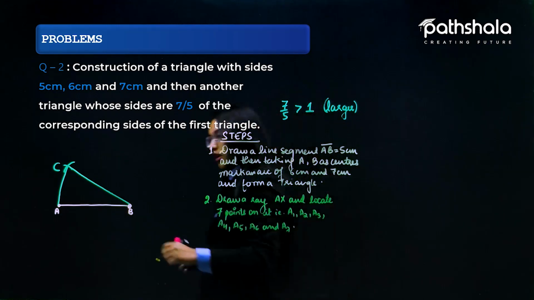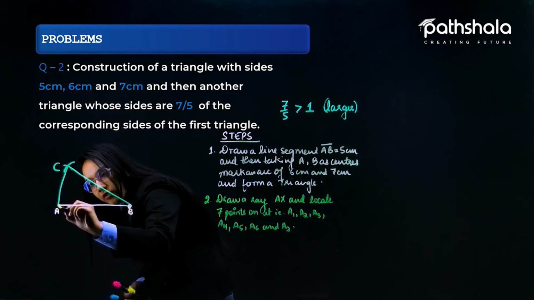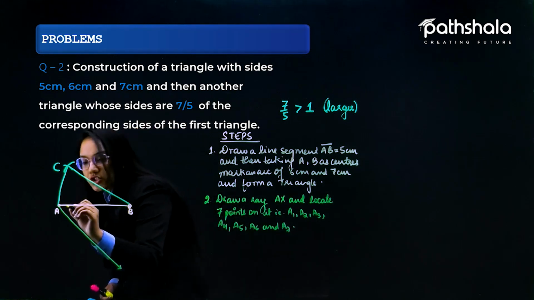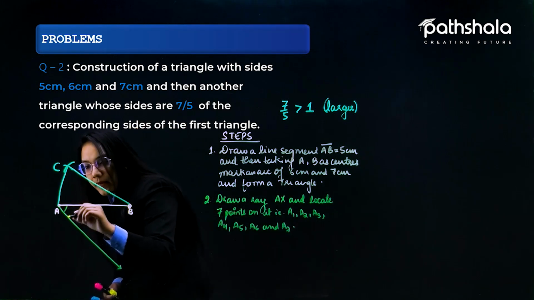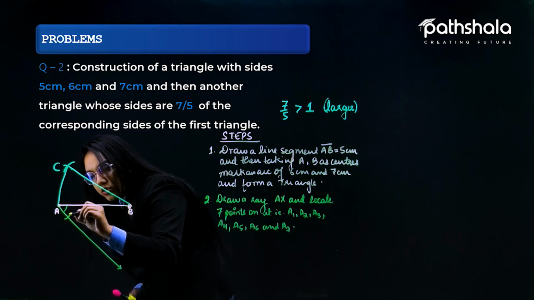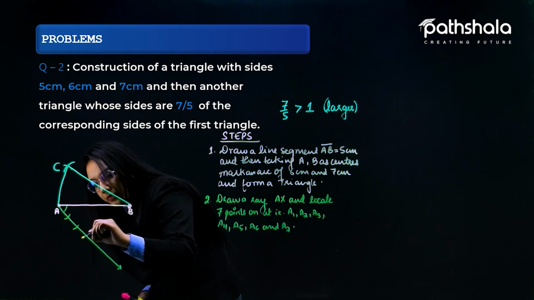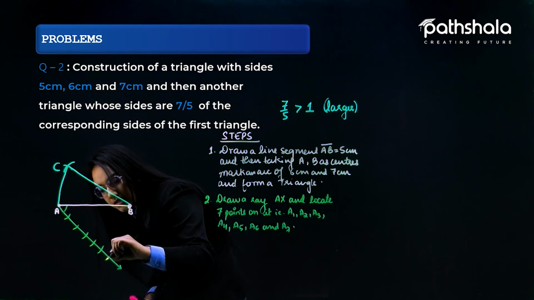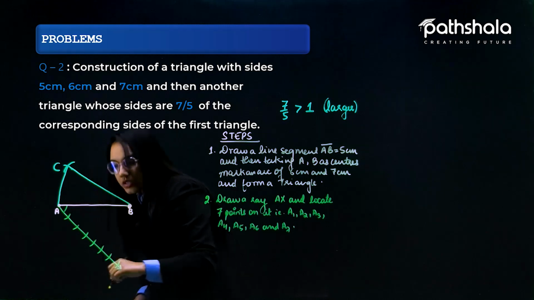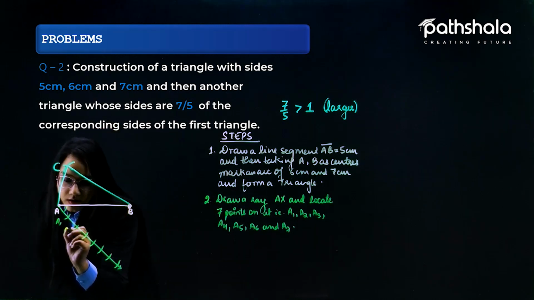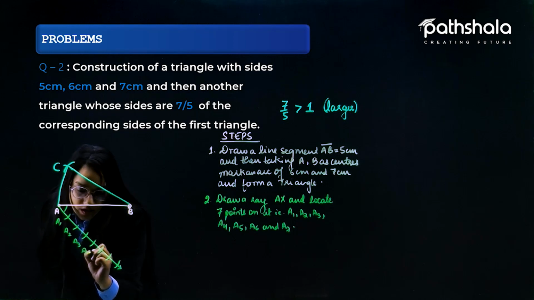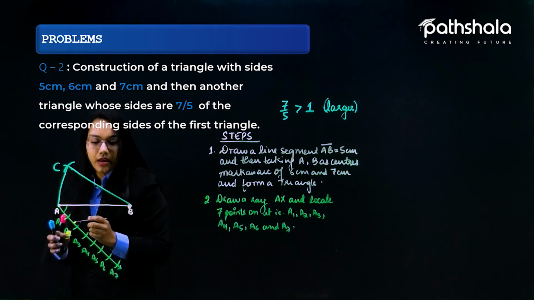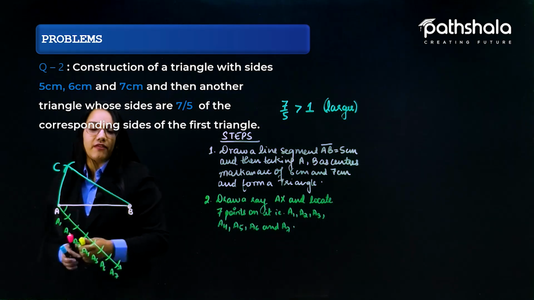I am skipping that part. Let us suppose I am drawing a ray over here that forms an acute angle with this side, such that I locate the 7 arcs over here: 1, 2, 3, 4, 5, 6 and 7. I call them A1, A2, A3, A4, A5, A6 and A7. So these are my 7 arcs.